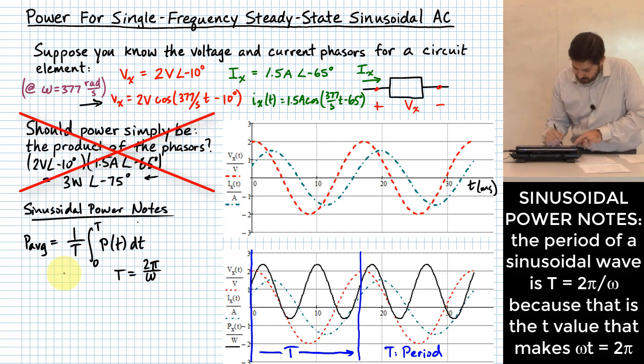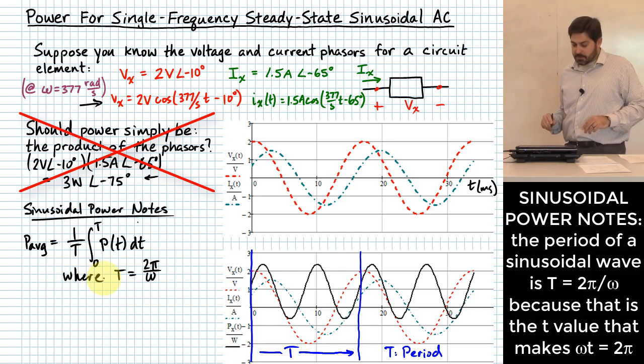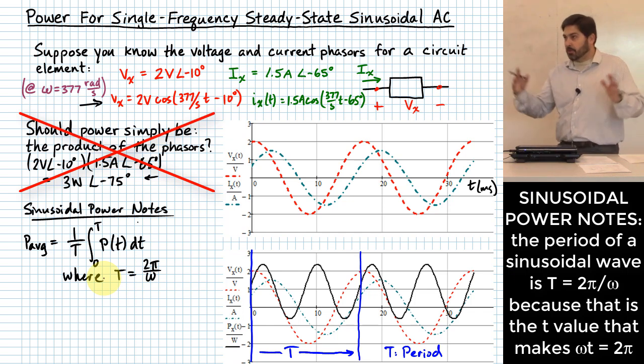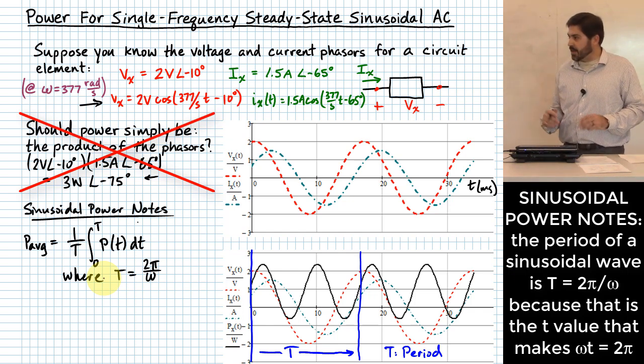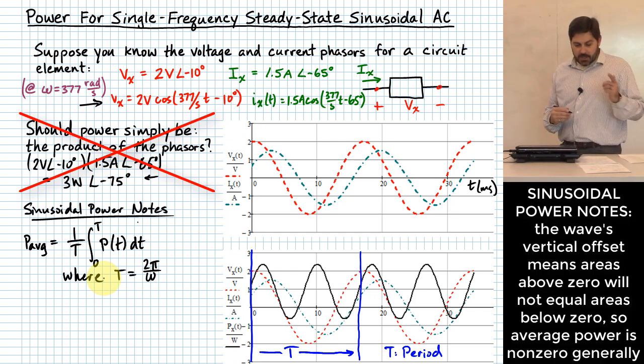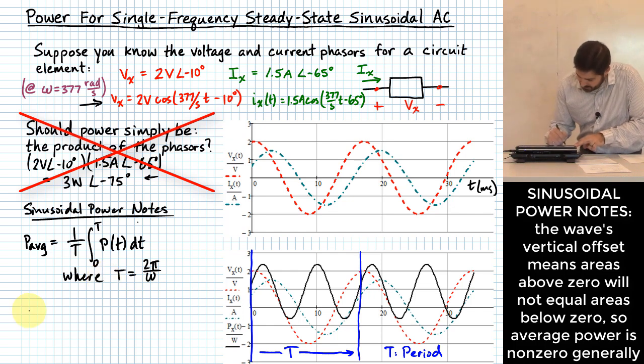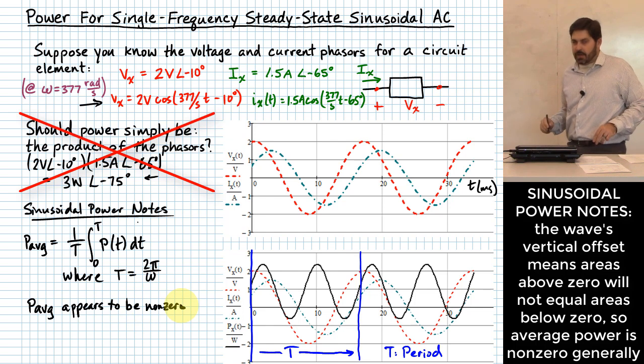Okay, so this is the first of my sinusoidal power notes: if you want your average power forever, you can just do that by taking the average power for one period. Second note that I would like to make is this: the average power appears to be non-zero. How do I know that?